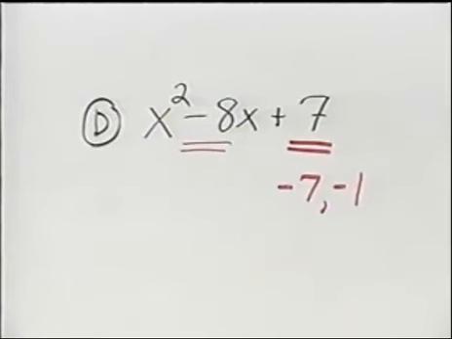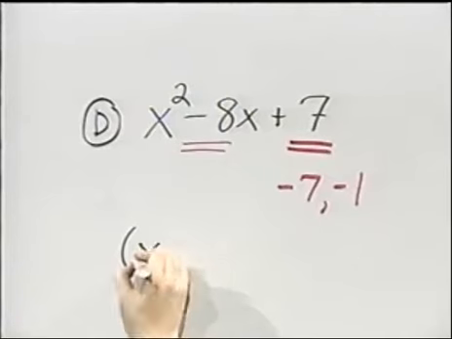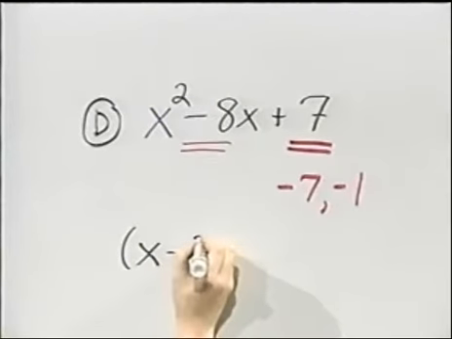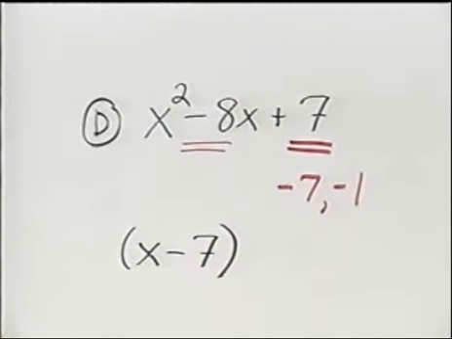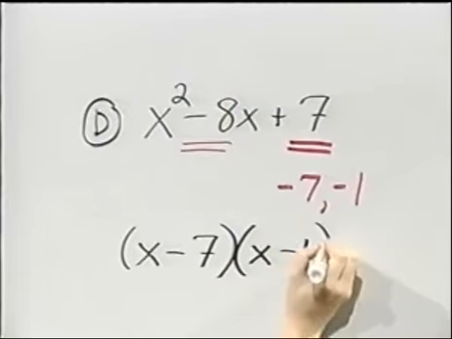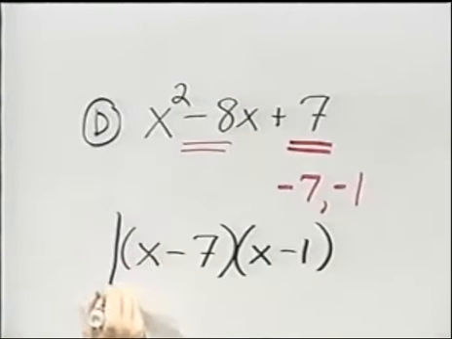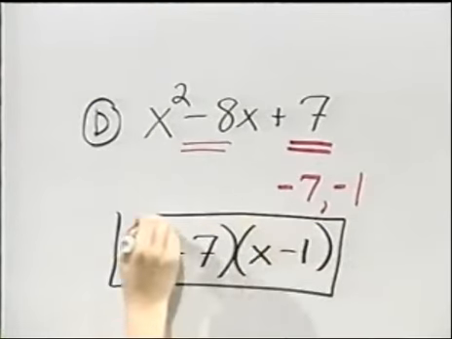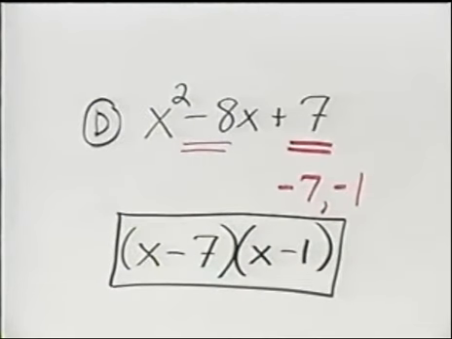And so the factorization of x squared minus 8x plus 7 should be x minus 7 times x minus 1. And again, you can check it to be sure, but that is the factorization there for D.